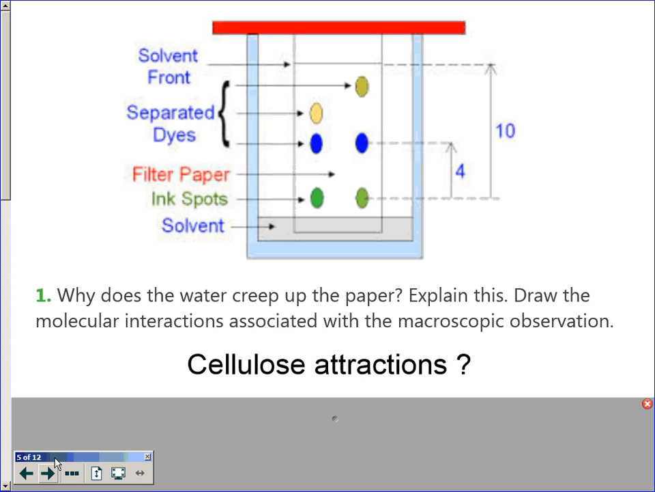But then, just in general, I want to know why this happens. Why does water creep up the paper, assuming water is the solvent that you've selected? Explain this, draw this as molecular attractions. How about talk about that first, okay? Go. I want to hear some keywords.